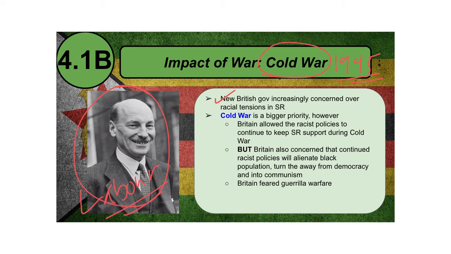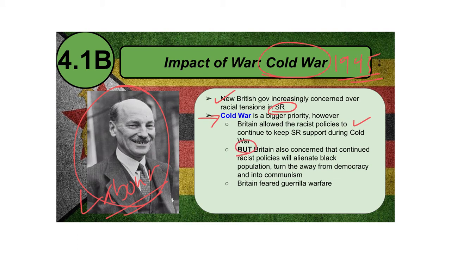This government was increasingly concerned over racial tensions in Southern Rhodesia. That's what the SR stands for. They were very concerned about the racial tension going on there. However, the Cold War was a much bigger priority, because the Cold War is about aligning Western powers together in a conglomerate group to ward off the perceived threat that the Soviet Union and the communist countries in Eastern Europe posed to Western domination. As a result, Britain allowed the racist policies to continue in Southern Rhodesia as long as Southern Rhodesia continued to support the Western allies during the Cold War.